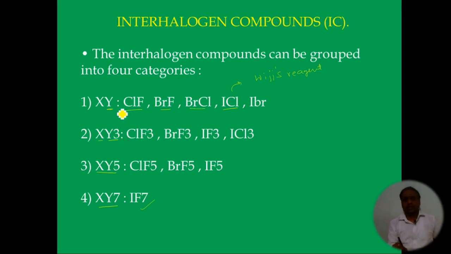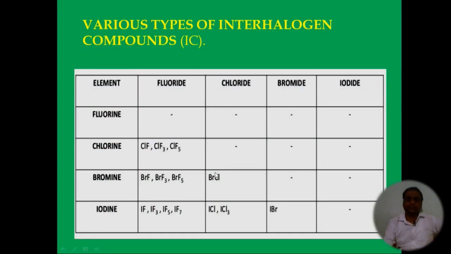Remember, there are many fluorine compounds, except bromine chloride, iodine chloride and ICl3. Except ICl3 and these compounds, all other interhalogen compounds contain fluorine. This you have to remember.